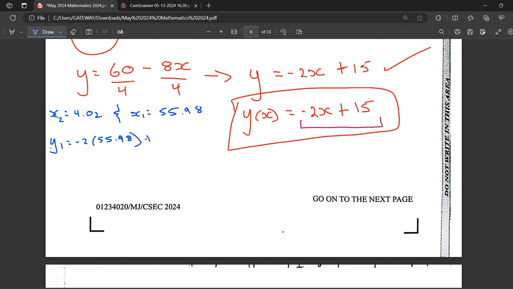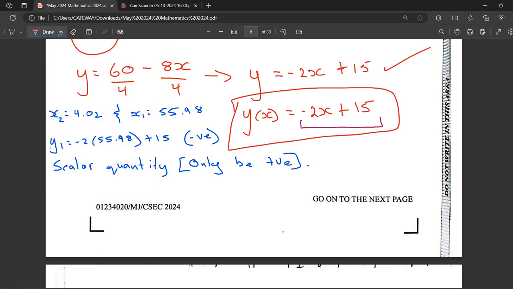plus 15. Now if you type this in the calculator, I guarantee you will get a negative answer. But length cannot be negative because length is a scalar quantity. If length is a scalar quantity, this means it should only be positive. If you're doing physics, you would understand that. Length is a scalar quantity.